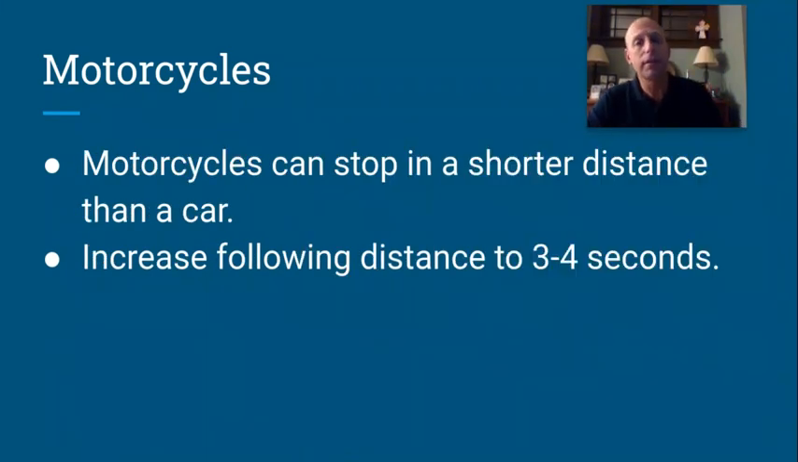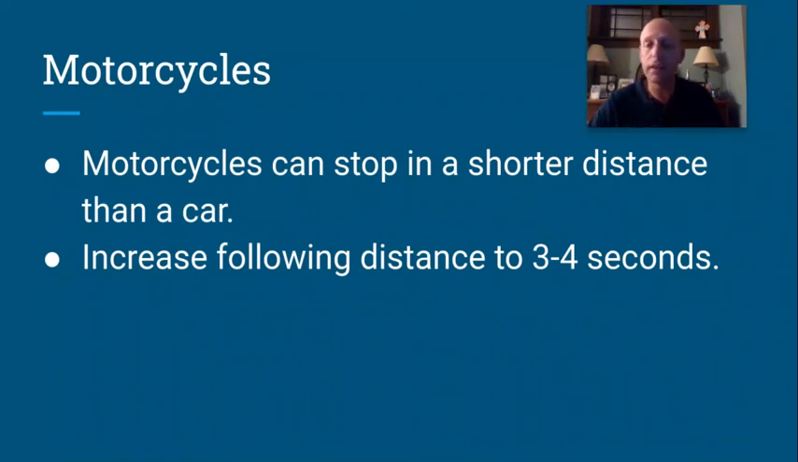Another thing that we need to consider when thinking about motorcycles is how close behind them we are going to follow. Behind normal cars, we want to leave 2 to 3 seconds. That's our normal following distance. At absolute minimum, 2 seconds. Better is 3 seconds behind another car.